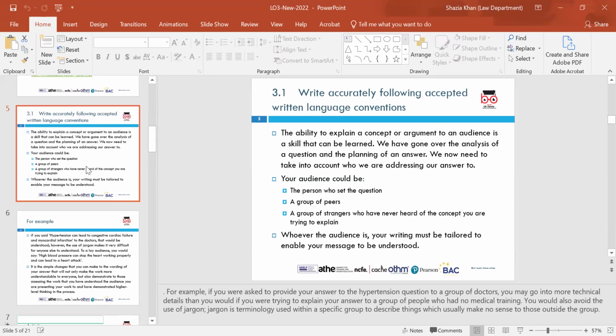We looked at writing accurately, 3.1, following accepted written language conventions. For example, if you were asked to provide your answer to a hypertension question to a group of doctors, you may have more technical terms and details to answer it. But if you were doing this for someone else, it would need to be changed.